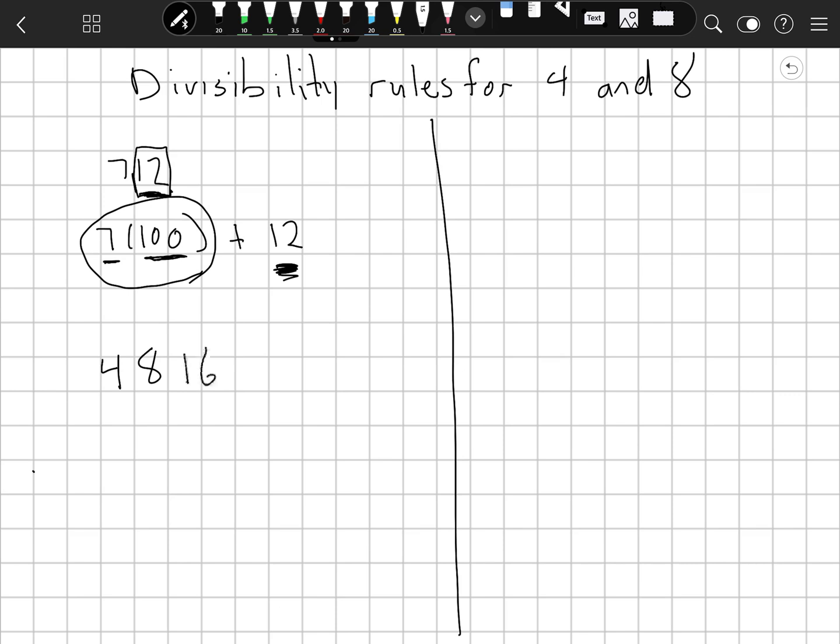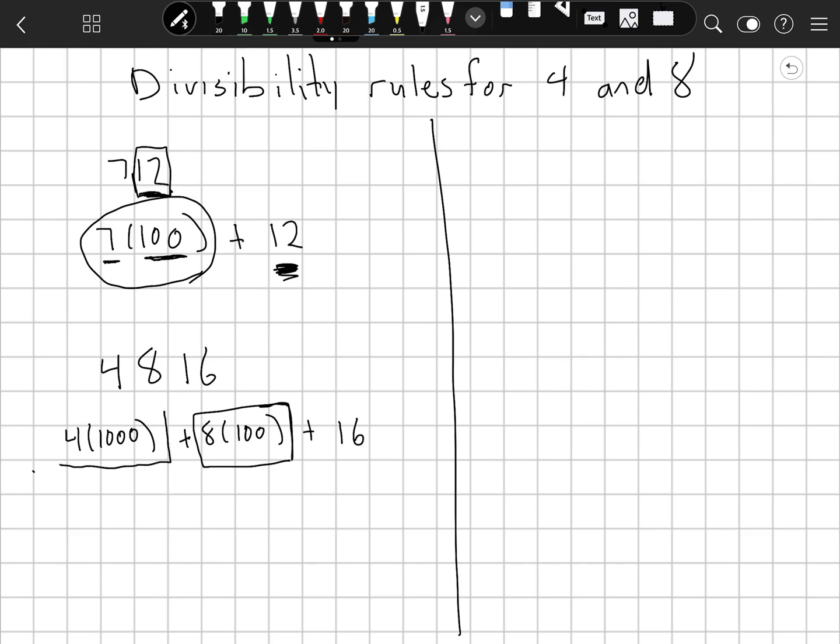4,816. Okay, so we're going to break this down to 4 times 1,000 plus 8 times 100 plus 16. So we already know here that this group is divisible by 4, that 800, because 100 is divisible by 4, and if there's just 8 of them, it'd just be divisible by 4 8 times.